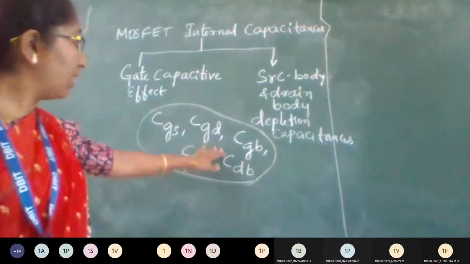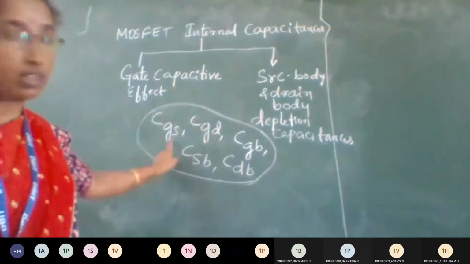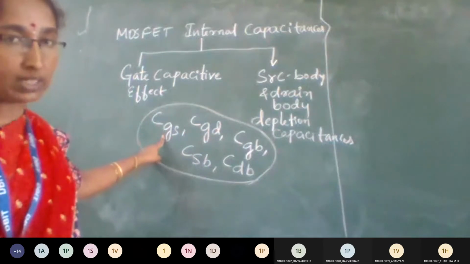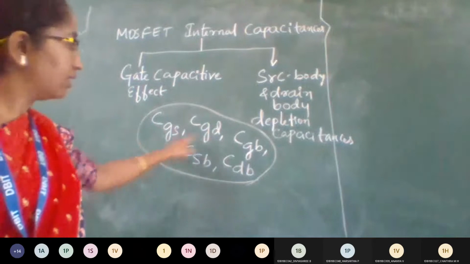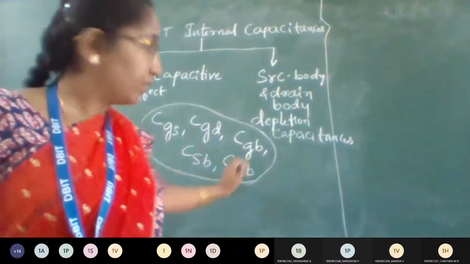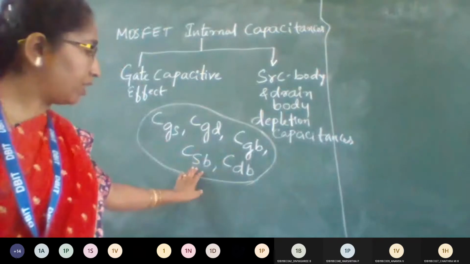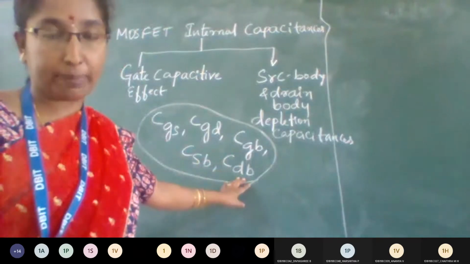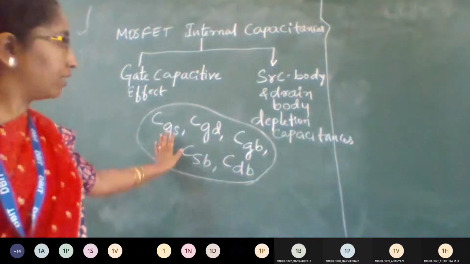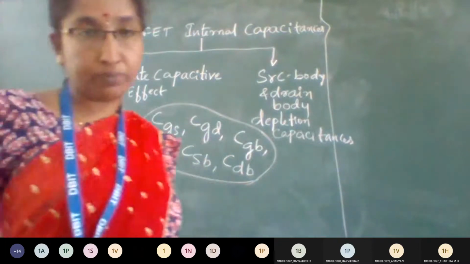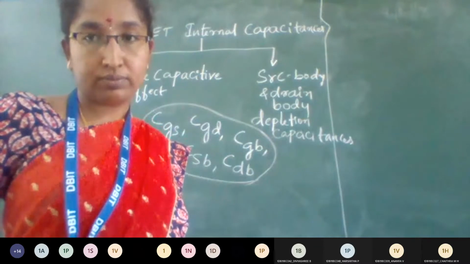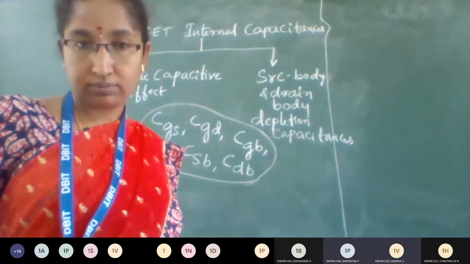The first 3 are due to gate capacitive effect, because you can observe the subscripts: CGS, gate source capacitance, gate drain, gate body, with B for body, substrate. Then source body and drain body are depletion layer capacitances. So we have to find out what the capacitance value will be. Shall I continue? Yes, ma'am.